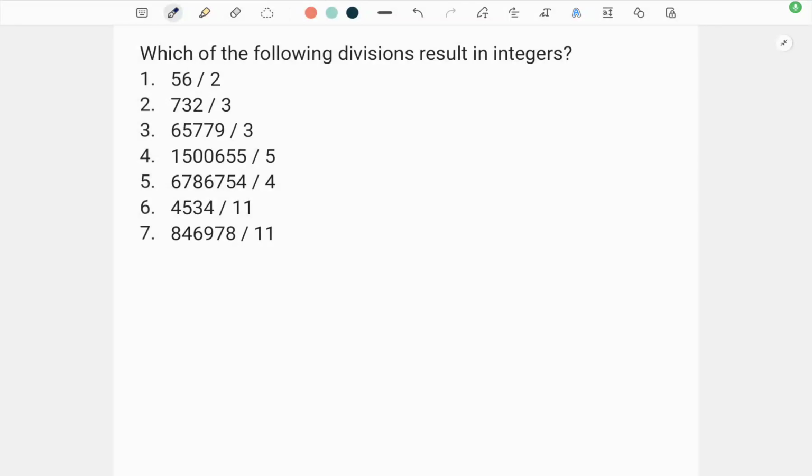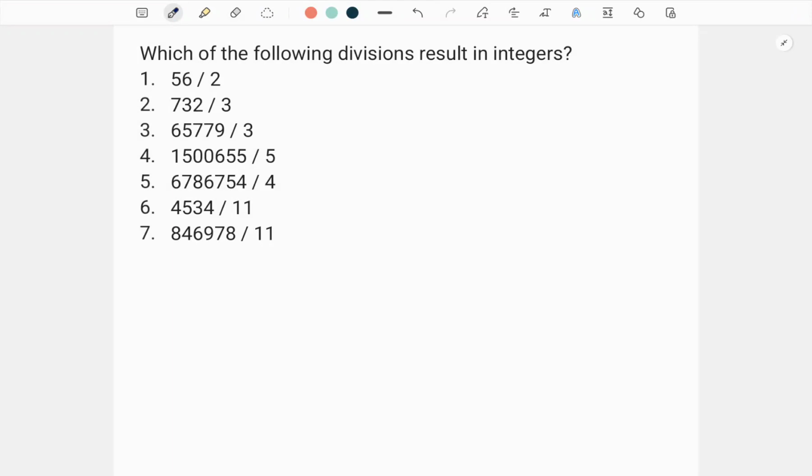Right, so let's talk about rules of divisibility. We are going to go through these examples here, where the question says, which of the following divisions result in integers? The objective is not to actually carry out the division. The objective is to just inspect the numbers and see which of these result in integers, that is, which of these numbers perfectly divide the other numbers.